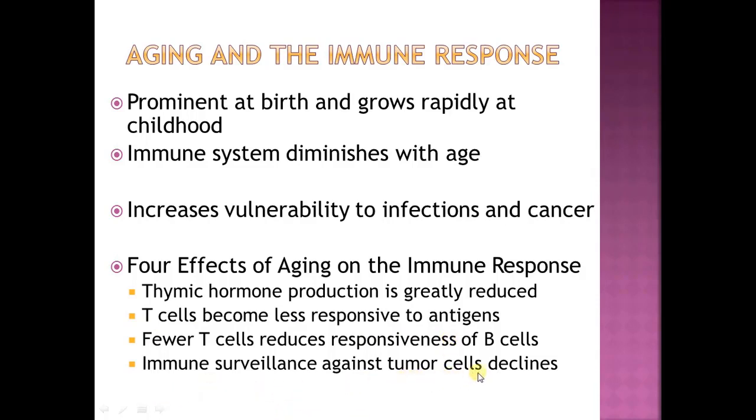Immunosurveillance against tumor cells declines. So ultimately what happens? We have increased vulnerability to infections and cancers. So that is why old people are more prone to infections, any type of diseases, not only infections, even cancers, tumor growth, systemic diseases, and so on.